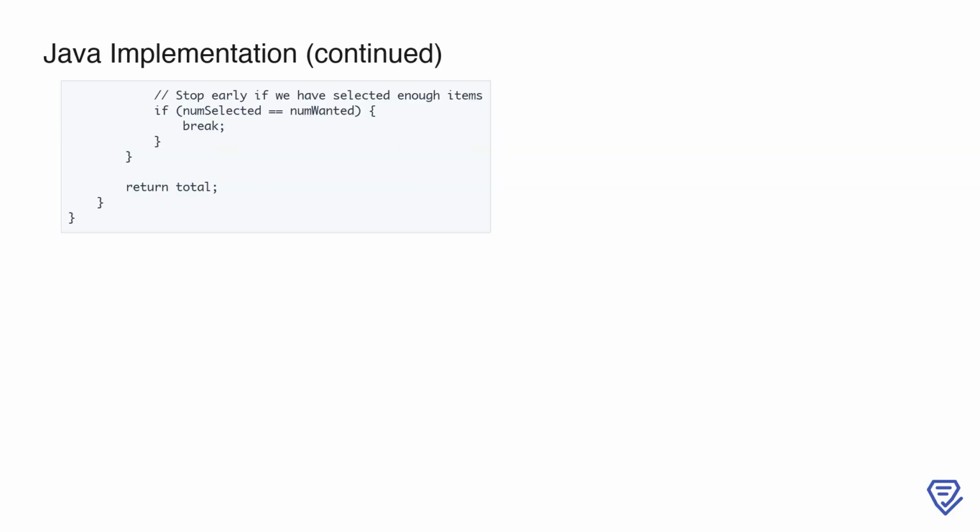Now, we include an additional check within the loop to determine if we've already selected enough items. If the number selected count reaches number wanted, we terminate the loop early, as there's no need to process further items. This optimization prevents unnecessary iterations and ensures the method runs efficiently. Finally, once the loop completes, we return the total, which now holds the largest sum of values we could select while adhering to the constraints. This approach ensures that we maximize the sum while respecting both the item count and label usage limits.